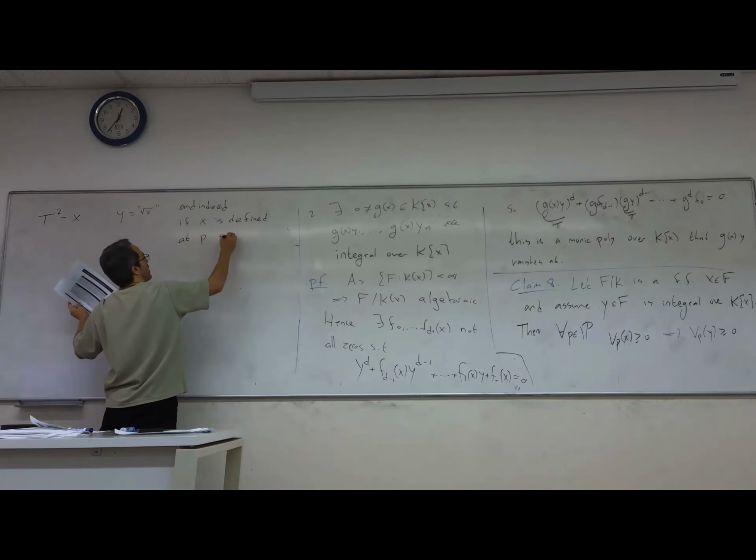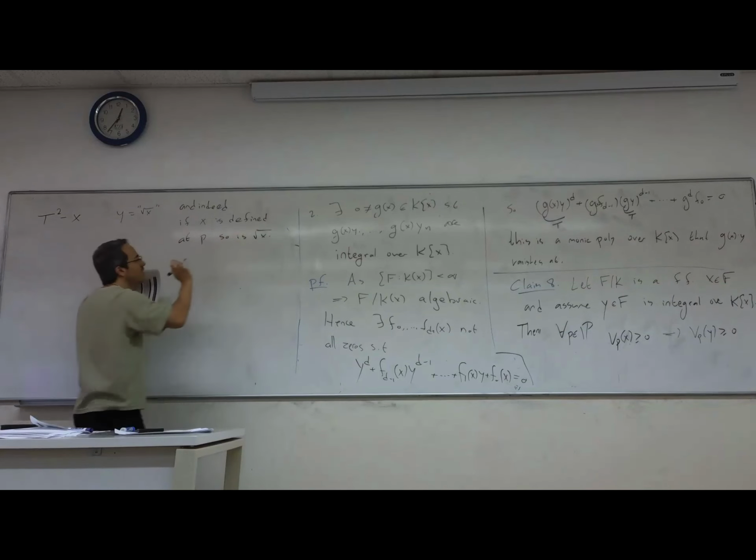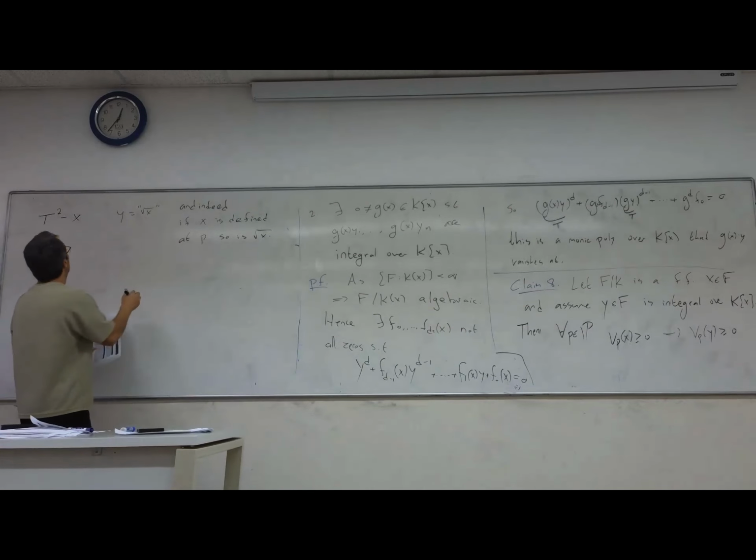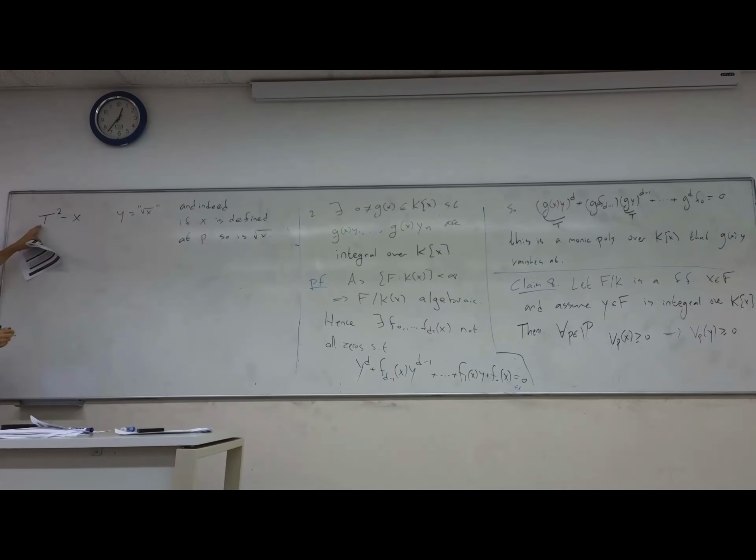At p, so is the square root of x. Locally, there is no problem defining the square root. So this is an example. There are many more functions that are defined at points, like square roots and stuff like that. A bad example is this.